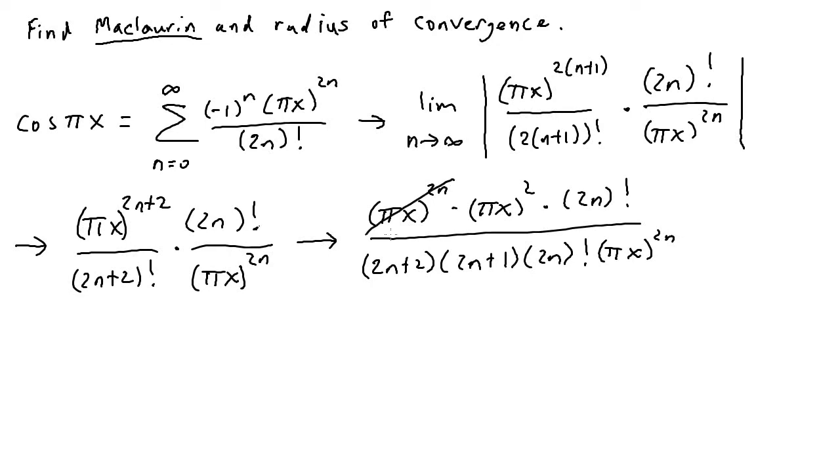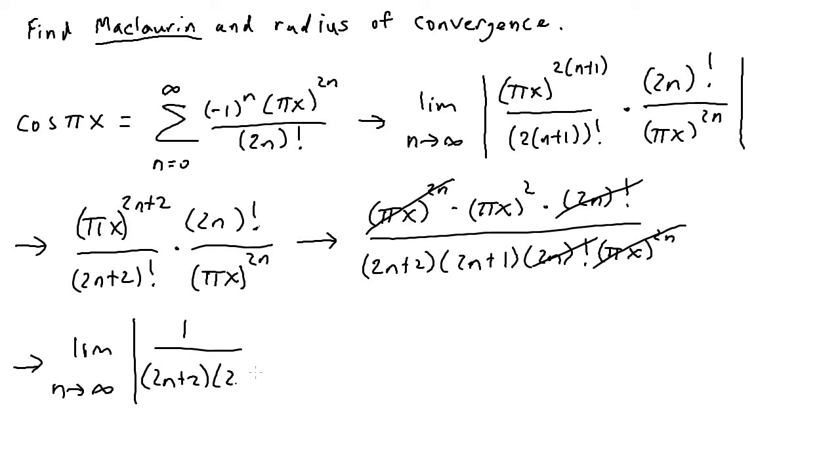So now the pi x to the 2n's will cancel, and the 2n factorials will cancel. So then we're left with the limit as n approaches infinity of the absolute value. Once again, I'm going to separate the n's and the x's. So you get 1 over 2n plus 2 times 2n plus 1 times pi times x squared.